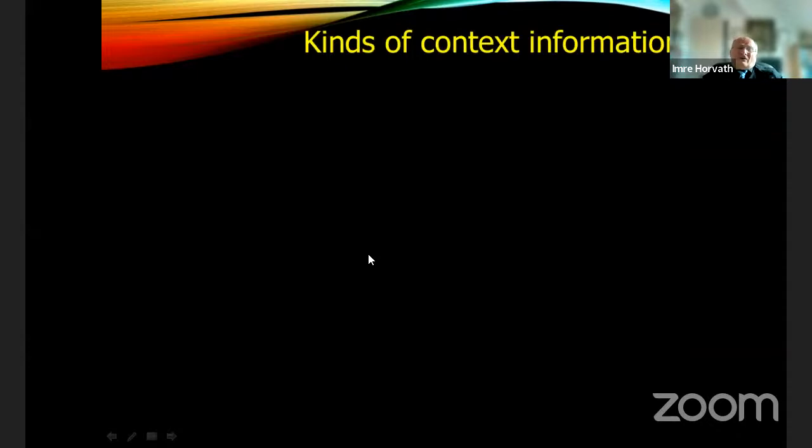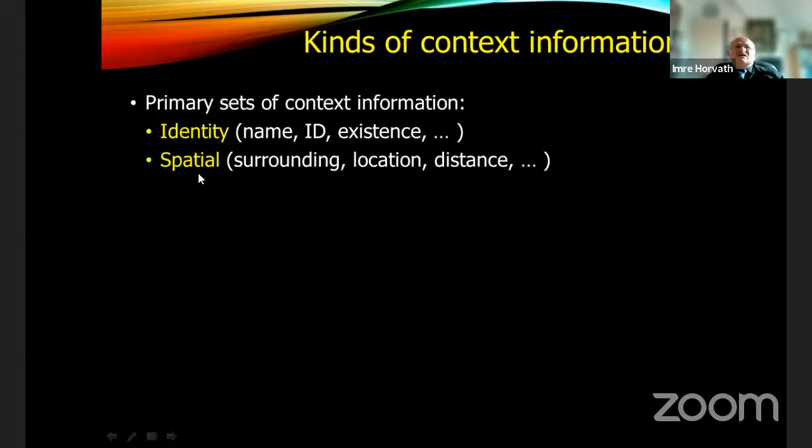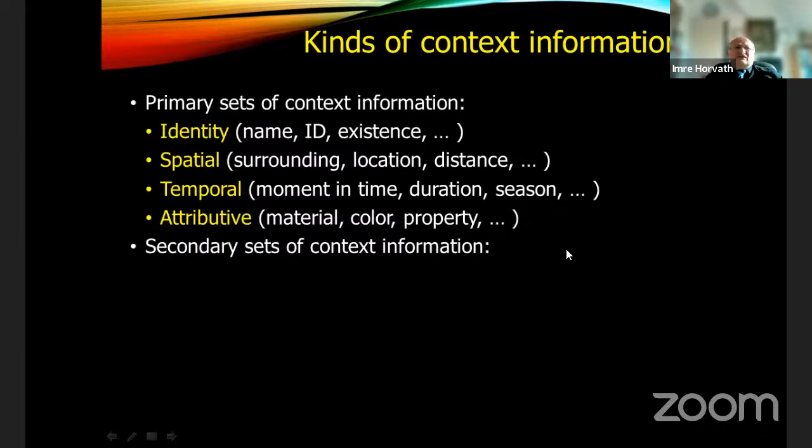Now, I mentioned the importance of the context information. Let me elaborate a little bit on what context information means in our context. We identified different primary sets of context information. For instance, identity information: name, ID, existence. These were allocated to the entities which were included in the situation. The spatial context information: the surroundings, the location of the individuals or things, the distance between the things, and so on. Then the temporal aspect: the moment in time when something happens, the duration, season, and so on, and attributed information, for instance, what sort of material, color, property, and so on had to be processed.